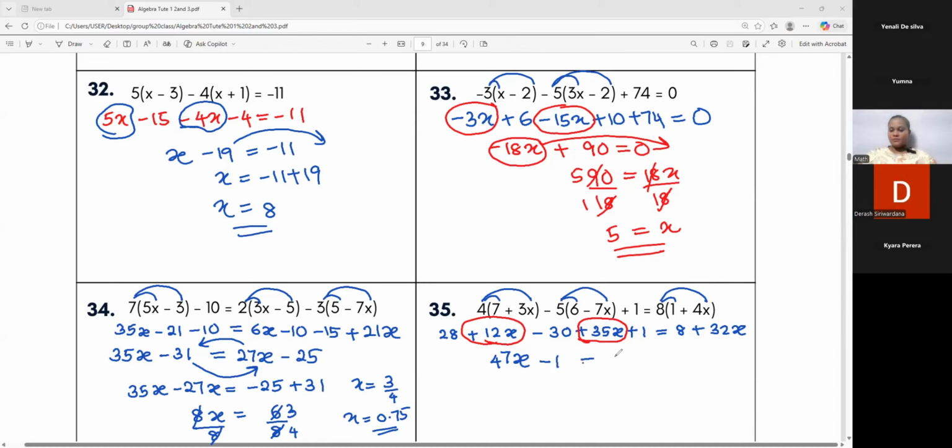Minus 1 equals 8 plus 32x. Same like earlier, I need to move this 32x to the left because 47 is more than 32. 47x minus 32x, and move minus 1 to the other side: 8 plus 1. Then 7 minus 2 is 5, 4 minus 3 is 1. So 15x equals 9.